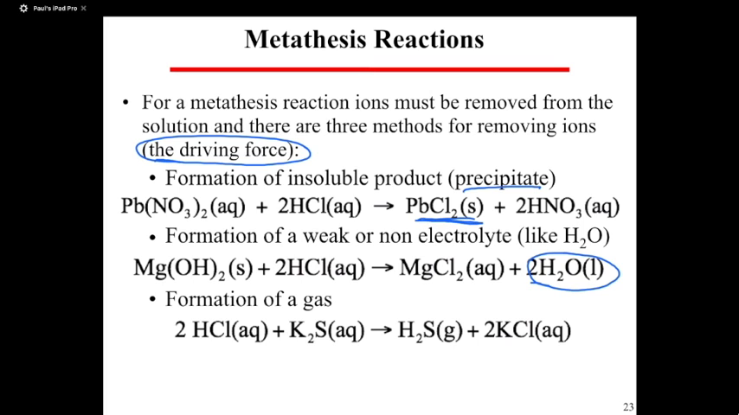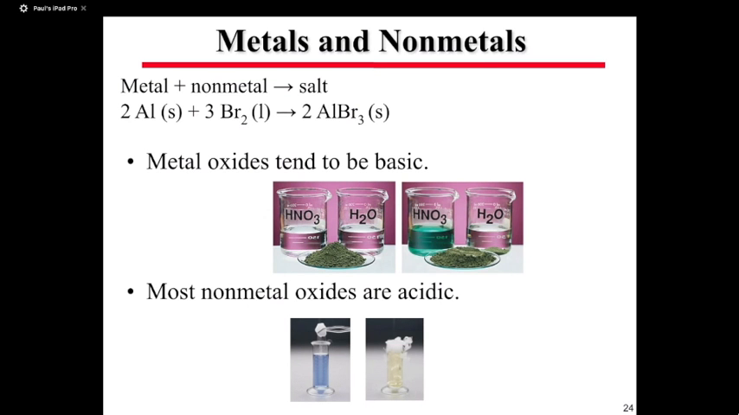And the last, formation of a gas. Hydrogen sulfide is a gas. Hydrogen sulfide is the smell of rotten eggs. You will do an experiment and produce hydrogen sulfide in the laboratory. But if you produce a gas, CO2, hydrogen gas, oxygen gas, hydrogen sulfide, that will be the reason why that metathesis exchange actually occurs. Okay.